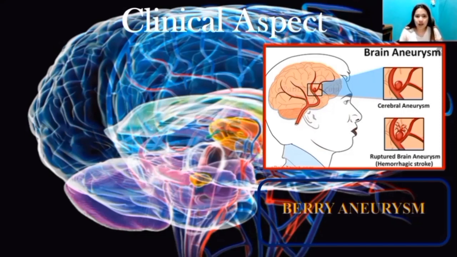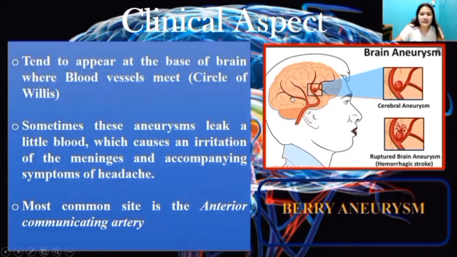Parang may pumuputok na ugat. Ganun po. So, it tends to appear at the base of the brain where blood vessels meet. So, where do blood vessels meet? It is in the circle of Willis. Sometimes these aneurysms, naglilik siya ng blood. So, it causes an irritation dun sa meninges and accompanying symptoms of headache. So again, to remember, the anterior communicating artery is the most common site of berry aneurysm.